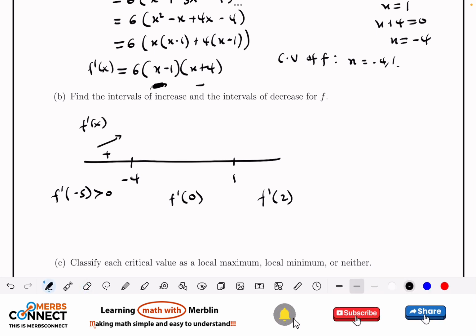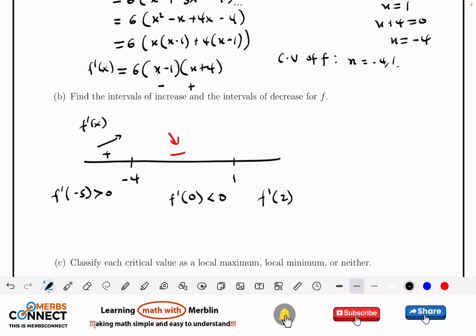Now let's look at 0. When I plug in 0 here, I'm going to have negative. When I plug in 0 here, I'm going to have positive. So negative times positive is going to give us negative. So this one is going to be negative and it's going to be decreasing. So we are going to have something like less than 0, right? Less than 0.